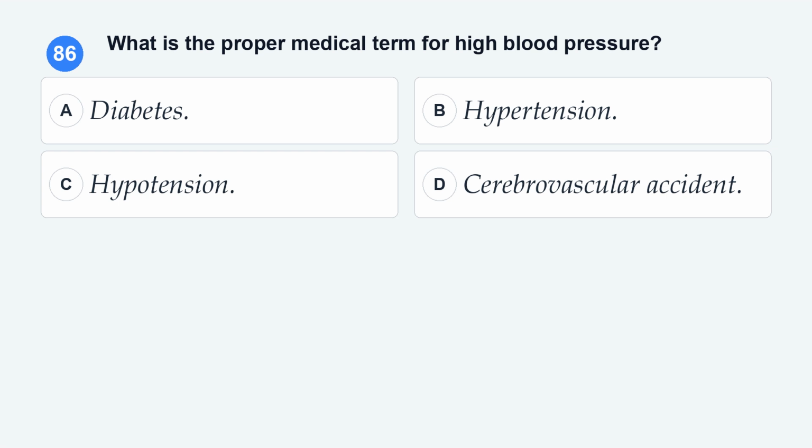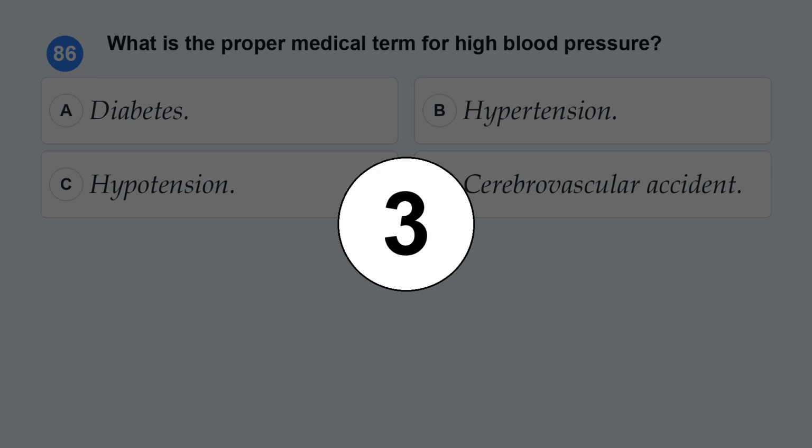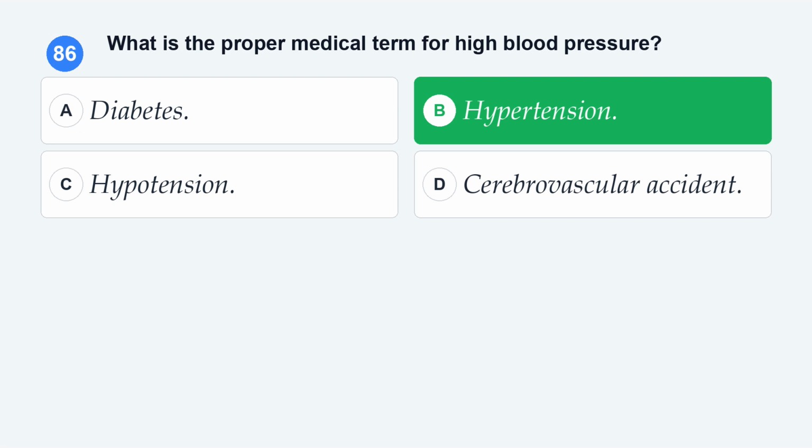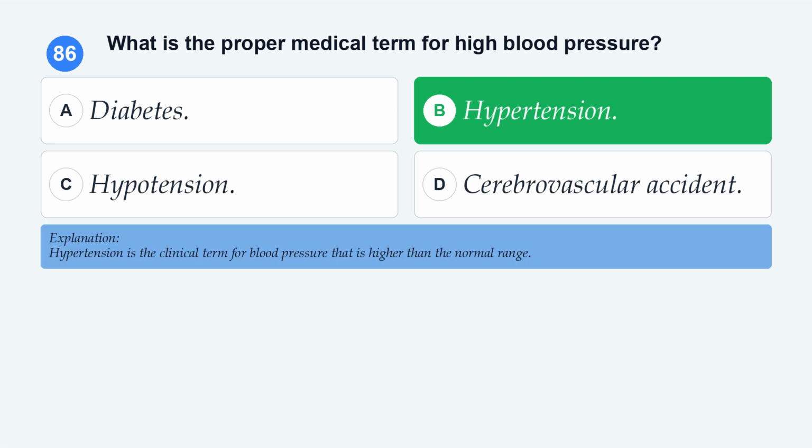Option A. Diabetes. Option B. Hypertension. Option C. Hypotension. Option D. Cerebrovascular accident. The correct answer is option B. Hypertension. Explanation. Hypertension is a clinical term for blood pressure that is higher than the normal range.